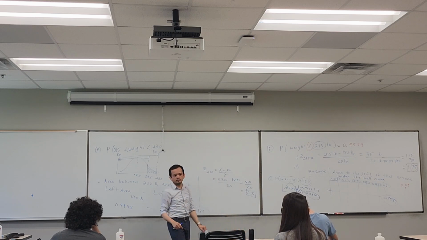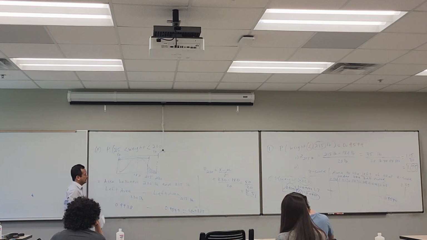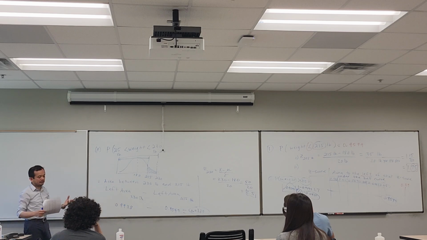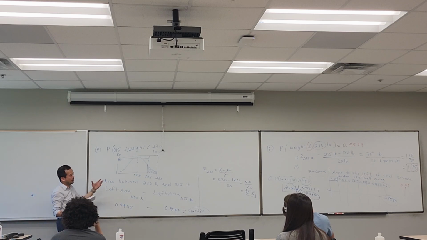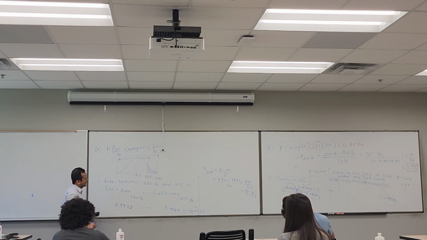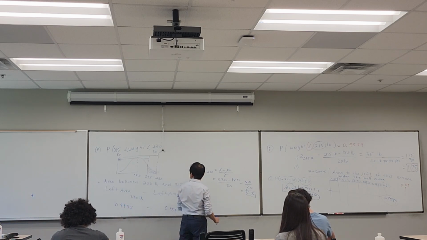Okay, any other questions? Okay, so that's finding the probability of being in between these two values. So now you know how to find the probability between any two values for any bell curve. So let's go on to the next related question.